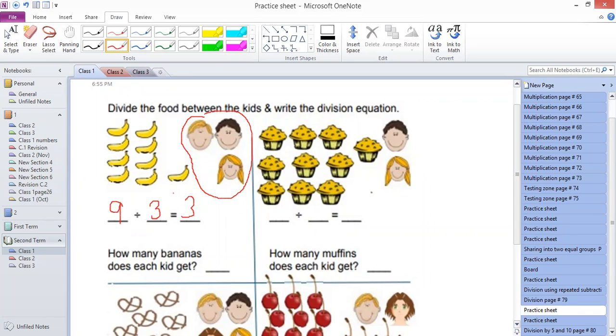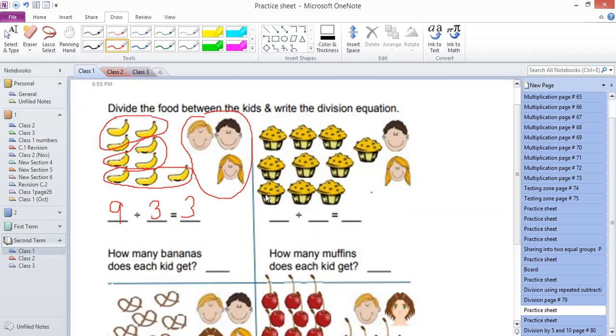How do you know? Groups? 2 groups or 3 groups? 3 kids. 3 groups. Count 3. 1, 2, 3. Make a group. Then 1, 2, 3. Make another group. And 1, 2, 3. Make another group.